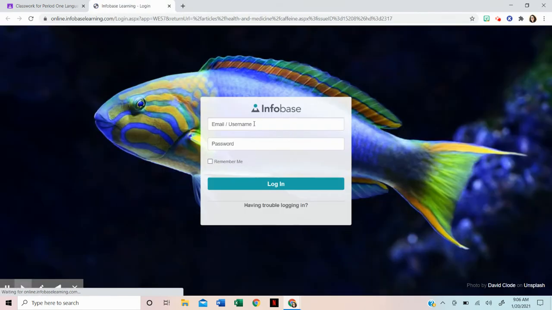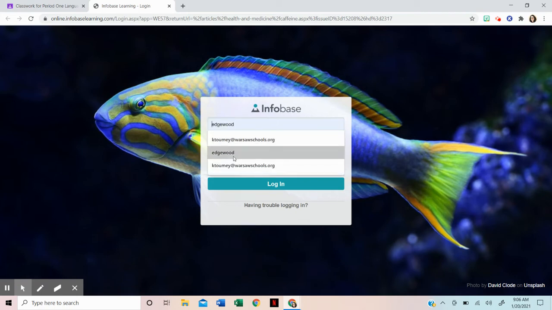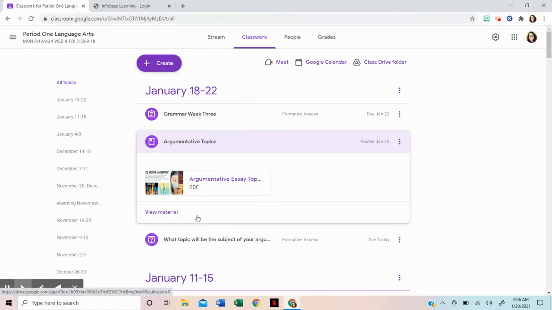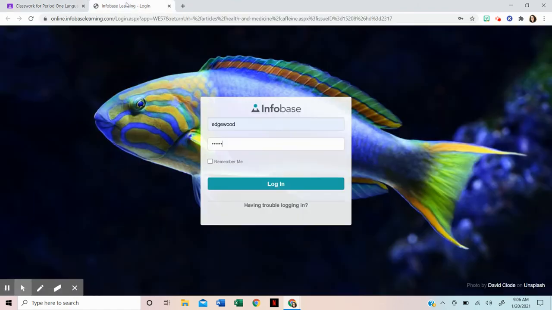database. And you will need a username and password. The username is Edgewood, and the password is Tigers, all lowercase. Okay, and I will put that in the classroom. In fact, I think it might already be in there. Nope, I'll put it in here. That way you guys know. So go ahead, type in Edgewood and then Tigers and log in.